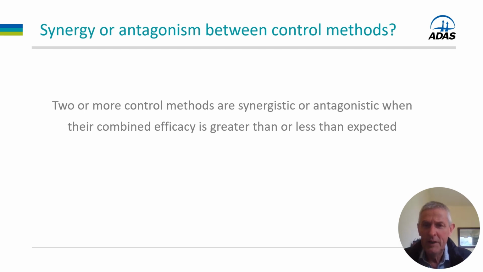Now, the tricky word here is expected for two reasons. First of all, we have to have a method of calculating what we expect, and the multiplicative survival method is one of those. There are other methods, and depending on which of those methods you use, you can get different expected levels of control. The other difficulty with this is that to prove synergy or antagonism is actually a pretty big experimental task, and it's quite seldom done sufficiently rigorously. So quite often when there are claims of synergy, those claims are often not backed up by sufficient evidence.